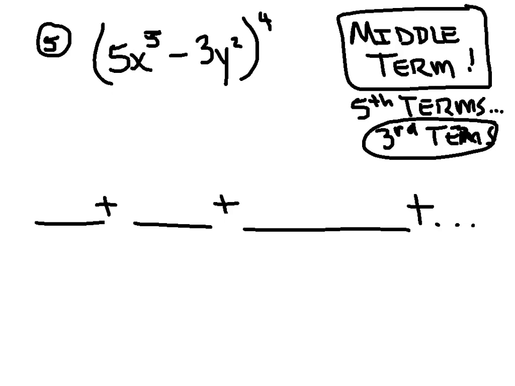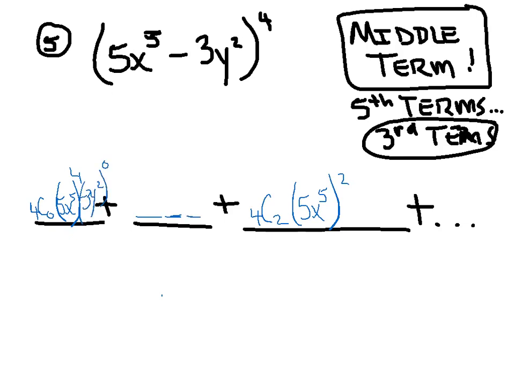Now, my 1st term is going to start off 4C0 and then 4C1, and I want 4C2. Then, ooh, man, look at this. 5x to the 5th raised to the 4th. And then it would be raised to the 3rd right there. And then the one we want is going to be raised to the 2nd power. And then going back here, this would be negative 3y squared raised to the 0. This would be to the 1st. And then ours would be to the 2nd power.